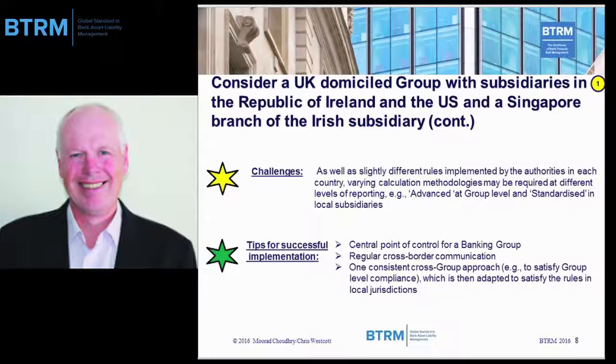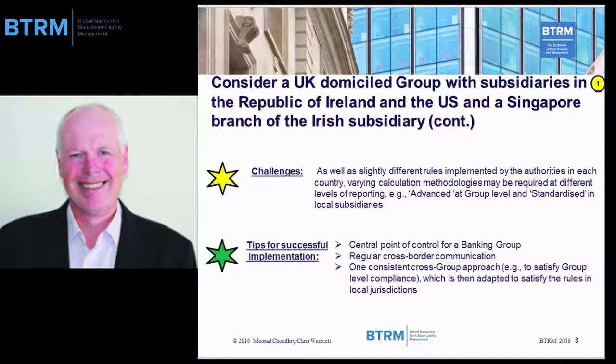So what are my tips in terms of the best way to deal with all these moving parts? So number one is you've definitely got to have a central point of control if there's a group. Otherwise, you run the risk of everybody doing their own thing. Secondly, communication. Communication is obviously key in so many of the things we do, but particularly cross-border communication. So in that instance, the Irish subsidiary, the Singapore branch, the US subsidiary, and the group, in that example, they all understand what each other is doing and how they're addressing the challenges they face.